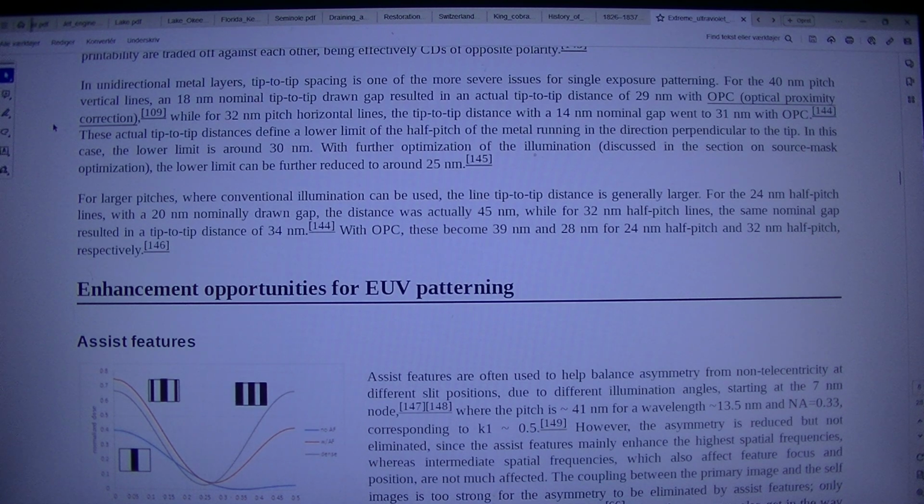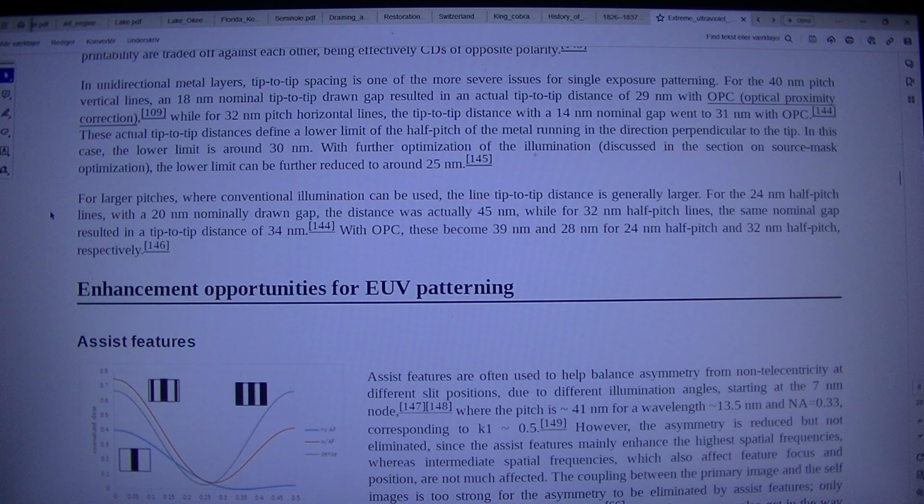These actual tip-to-tip distances define a lower limit of the half pitch of the metal running in the direction perpendicular to the tip. In this case, the lower limit is around 30 nm. With further optimization of the illumination, discussed in the section on source mask optimization, the lower limit can be further reduced to around 25 nm.